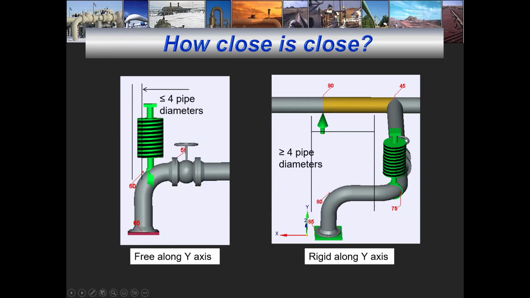So here's an illustration, and this would be a hanger that would be too close horizontally to the center line of the anchor, right? Less than 4 pipe diameters away. And here is an illustration of one that would be greater than 4 pipe diameters away from the center line of the anchor.